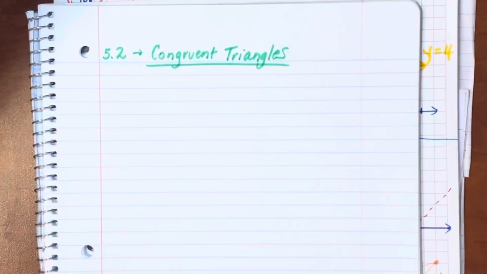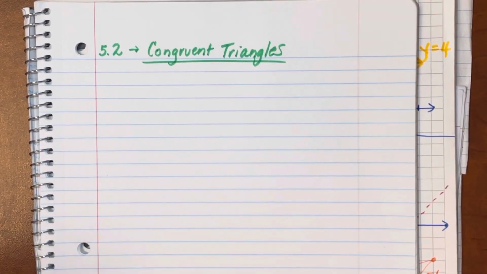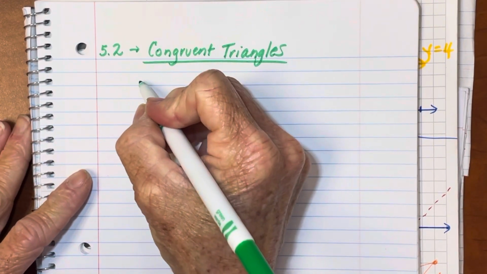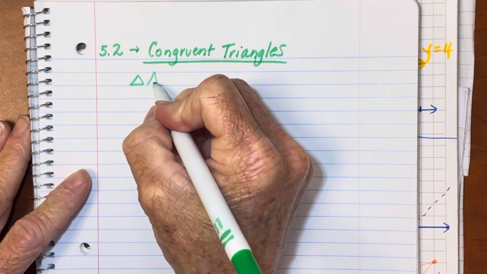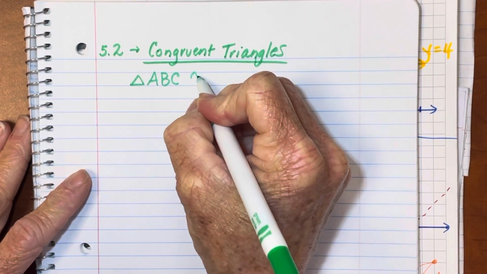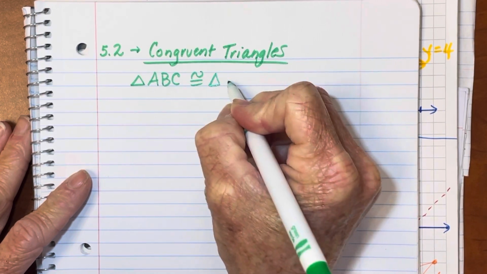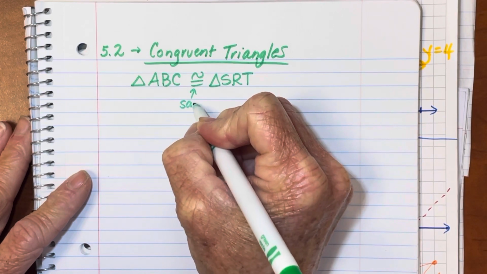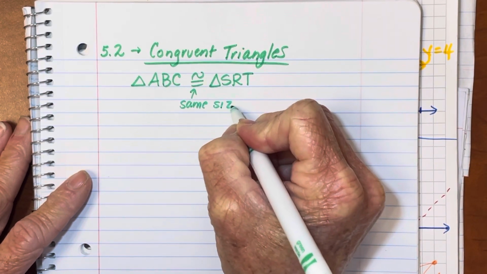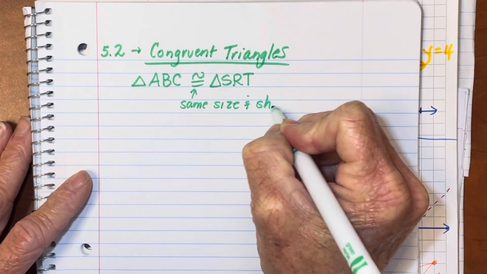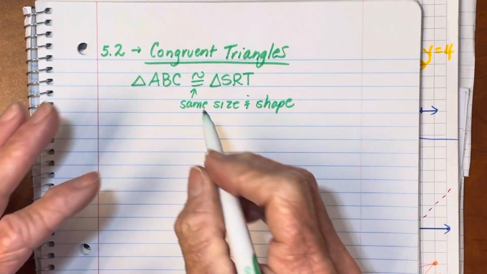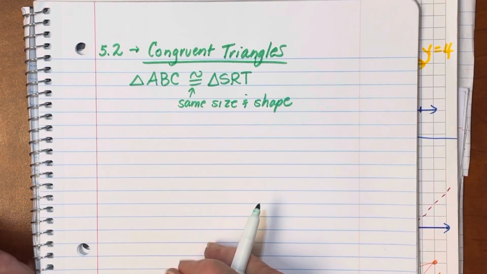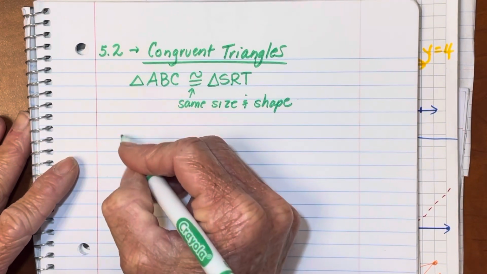If we know that a pair of triangles are congruent to one another, let's go ahead and come up with a statement here. Suppose triangle ABC is congruent to triangle SRT. This means they have the same size and shape. We've known that for some time. But let's get a little more particular when we examine these two triangles.